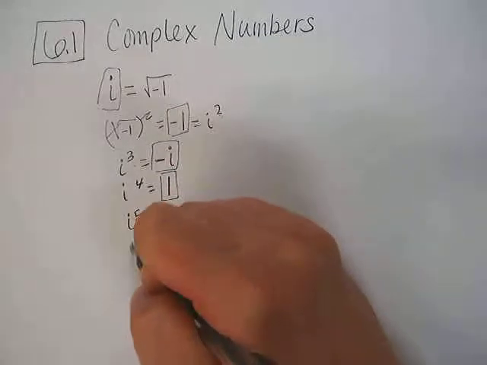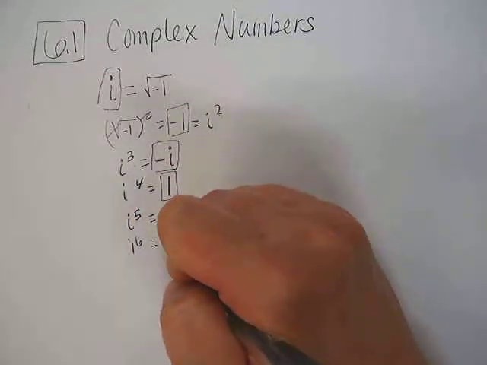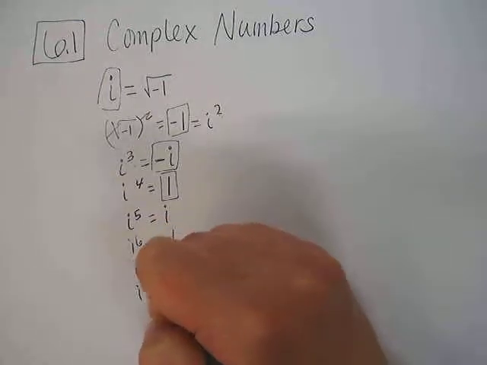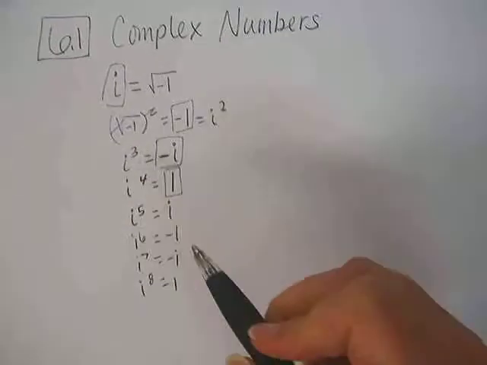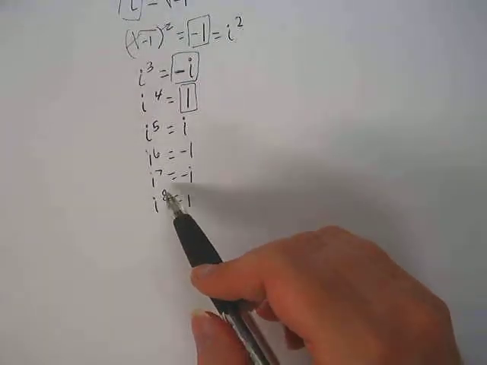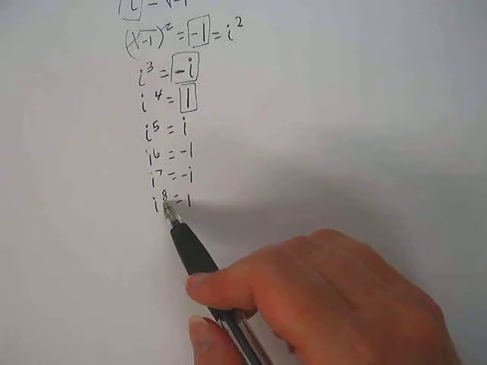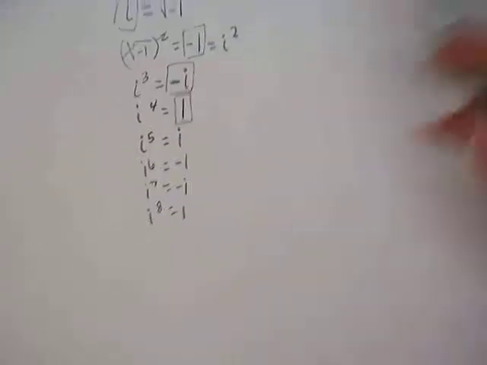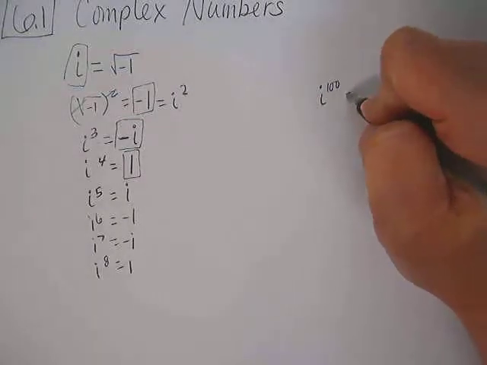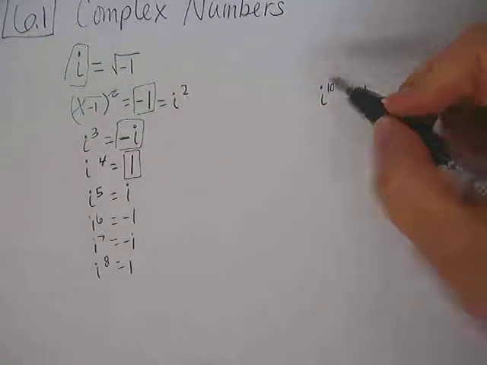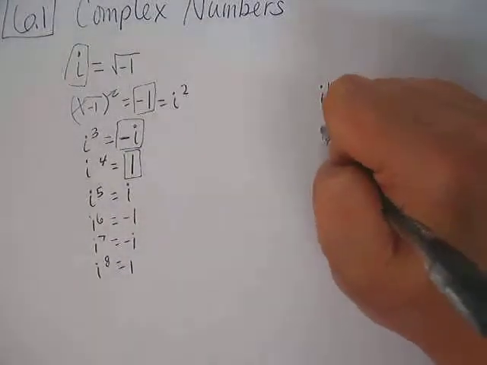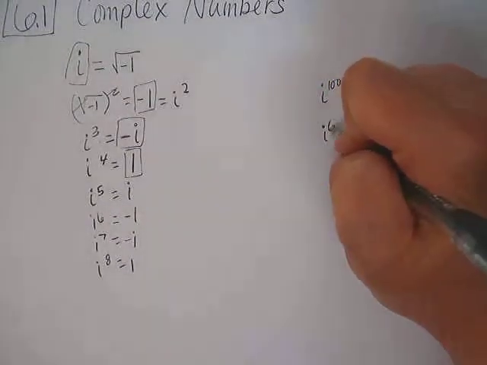So like I said, this would repeat so that i to the fifth just equals i, i to the sixth equals -1, i to the seventh equals -i, and i to the eighth equals 1. So every time you have an exponent that's a multiple of 4, so it's divisible by 4, your answer will be 1. So for example, if I wanted you to simplify i to the 100th, that answer is simply 1, because 100 is divisible by 4, and therefore that's where it comes in the cycle.